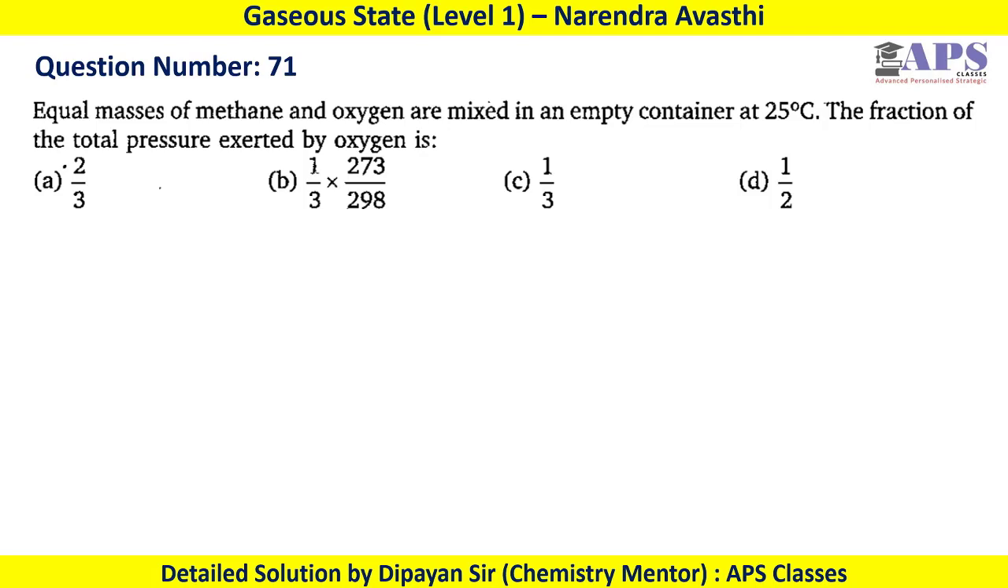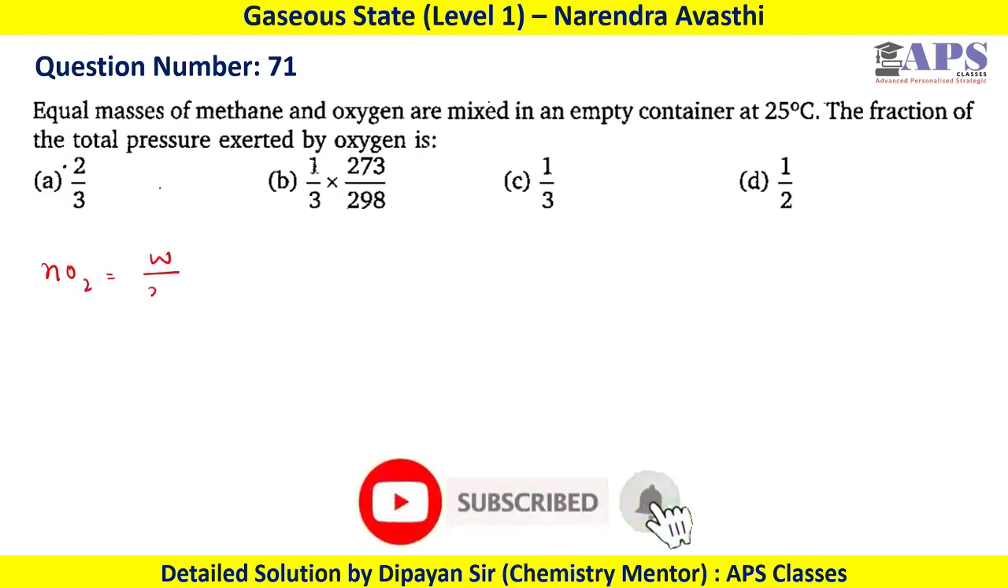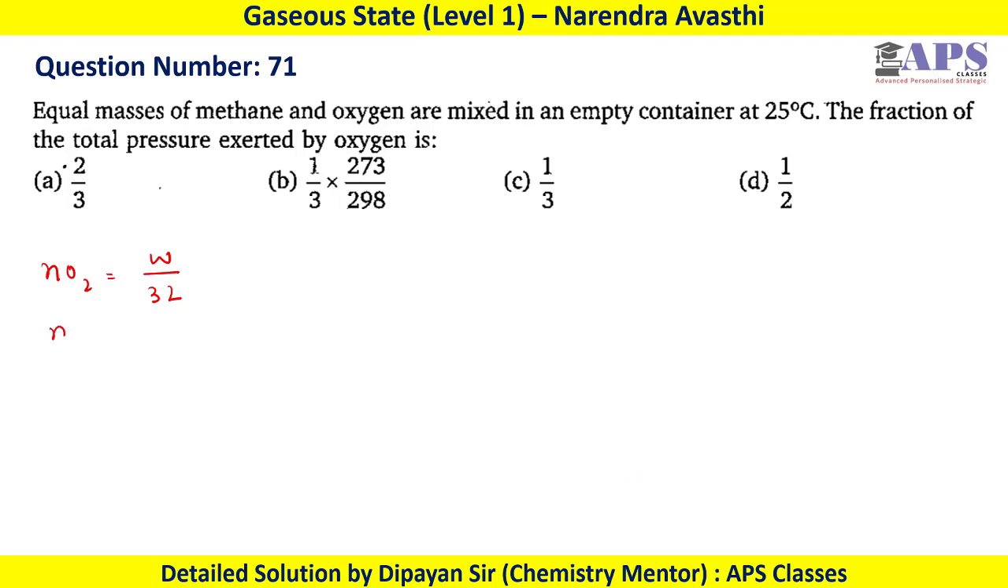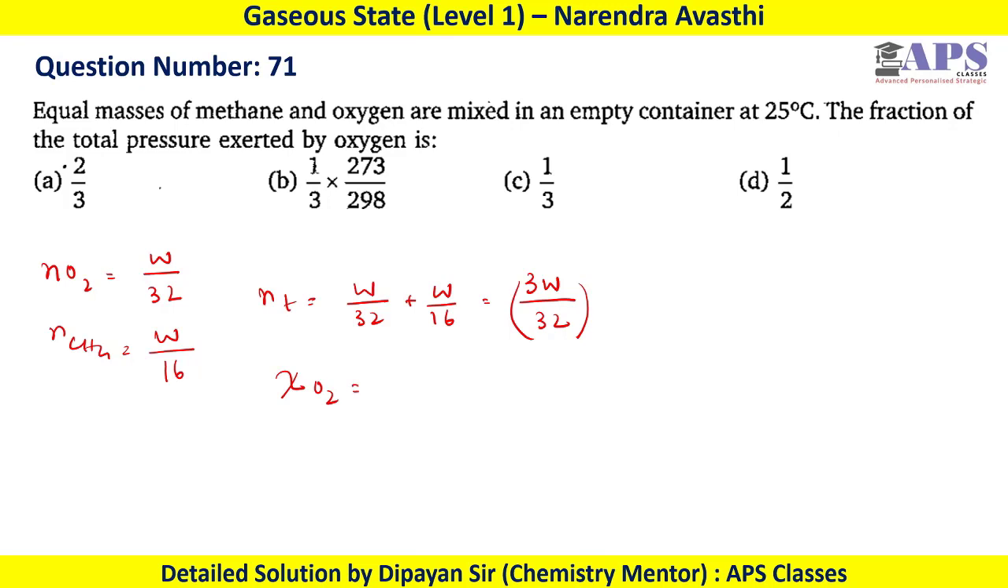Okay. So in this question, we can calculate number of mole of oxygen by given mass by molecular weight, W by 32, and number of mole of methane by given mass W, molecular weight 16. Now total number of mole we can calculate like this: W by 32 plus W by 16, and it is going to be 3W by 32. So what is the mole fraction of oxygen? That is W by 32 divided by 3W by 32, individual mole by total mole.